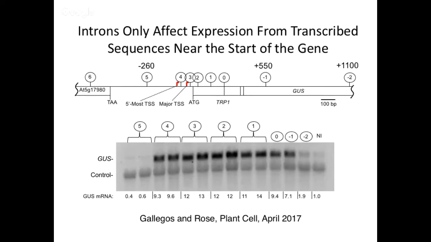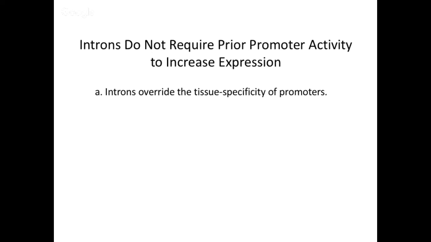So these introns are unusual in that respect. They're unlike enhancer elements in that they only work over relatively short distances. So in other words, this intron can boost expression from more than 500 base pairs downstream of the start site, but not twice that far. So that's the first story.